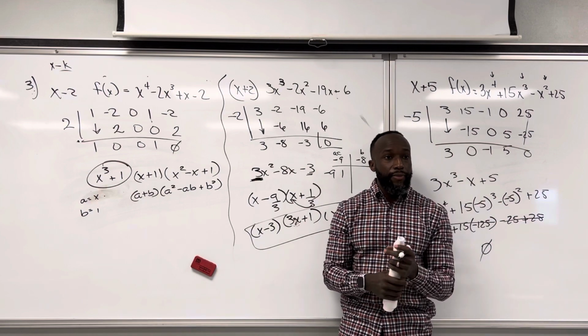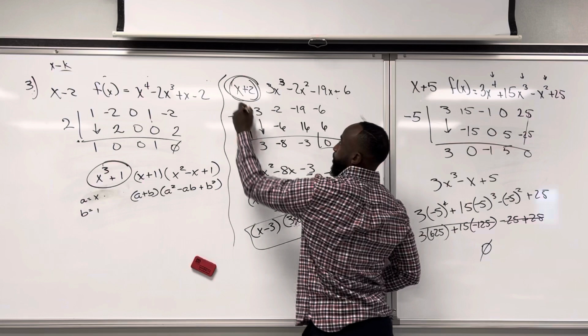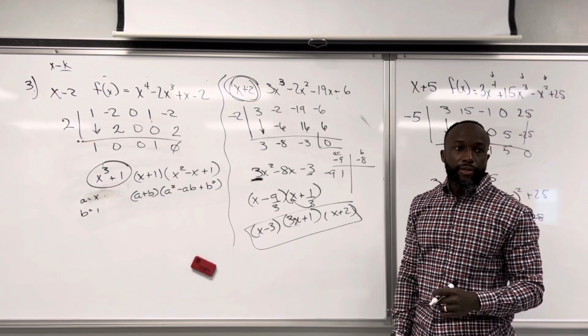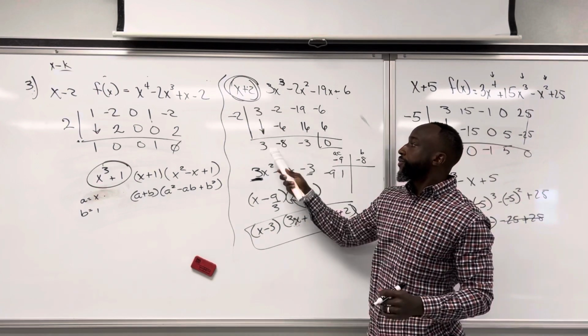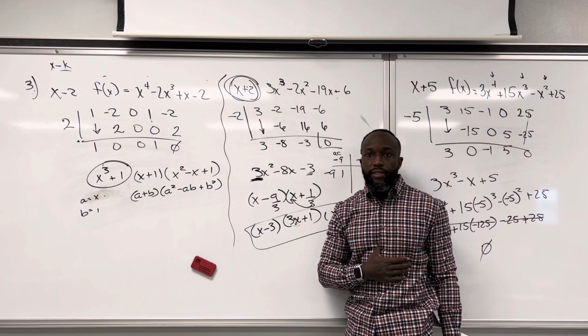Yeah, what's up? That's x plus 2. Where did it come from? That came from the beginning. So these are all of the factors of this polynomial. We took care of x plus 2 when we did this, right? Any other questions?